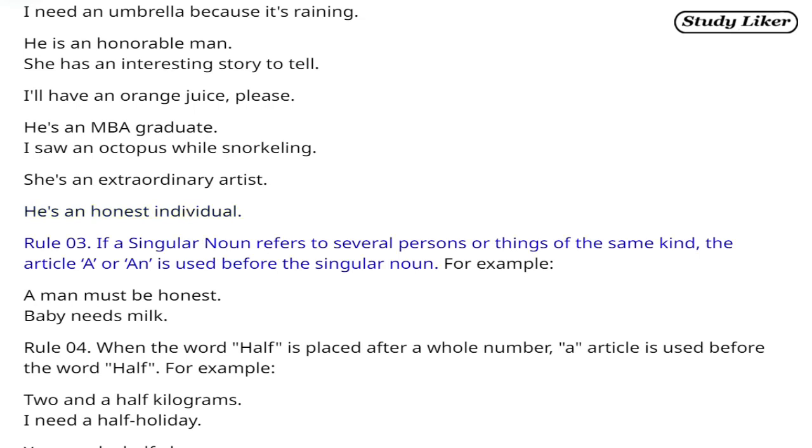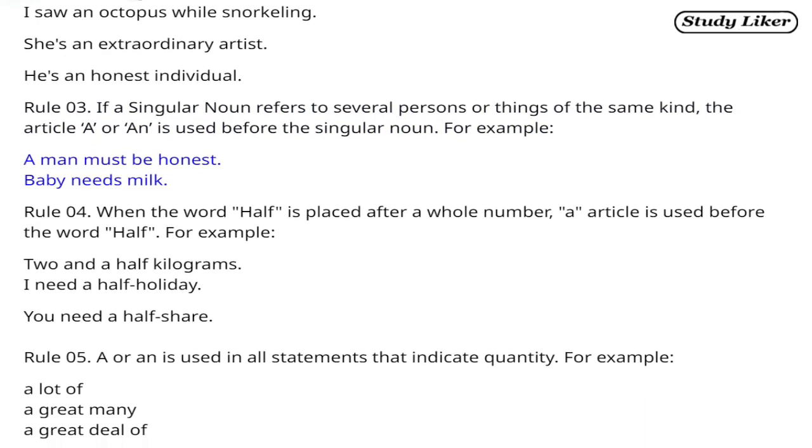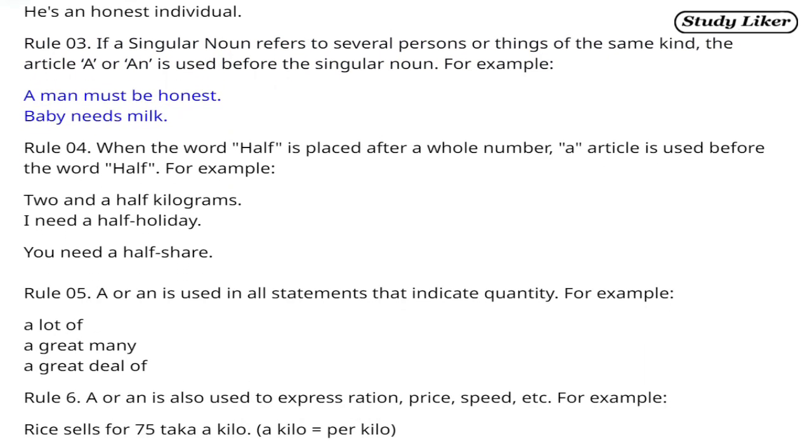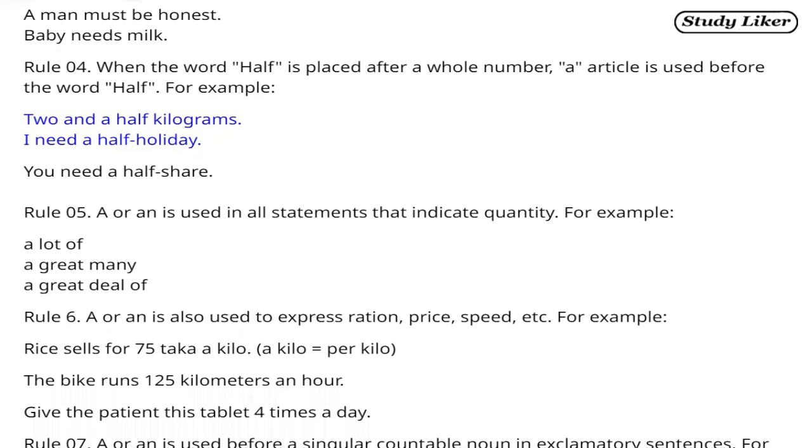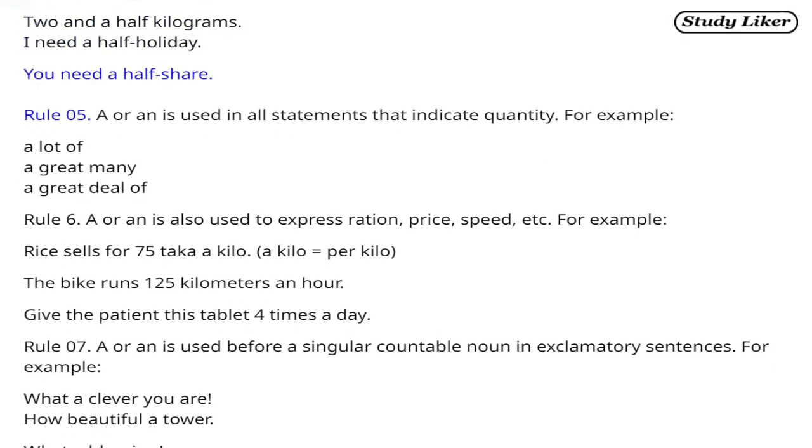Rule 03. If a singular noun refers to several persons or things of the same kind, the article a or an is used before the singular noun. For example, a man must be honest. A baby needs milk. Rule 04. When the word half is placed after a whole number, article a is used before the word half. For example, two and a half kilograms. I need a half holiday. You need a half share.